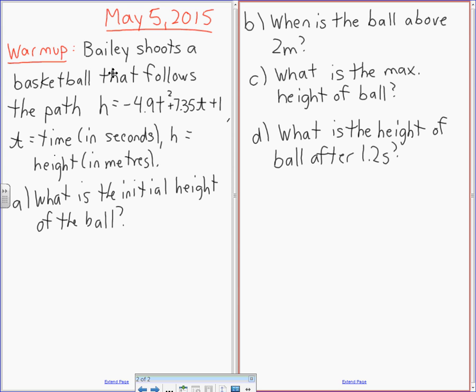What else? Another word. Initial height is not really quadratic formula. It'd be something like when. Okay, so you'd be solving for your time. So that's sort of the key thing.